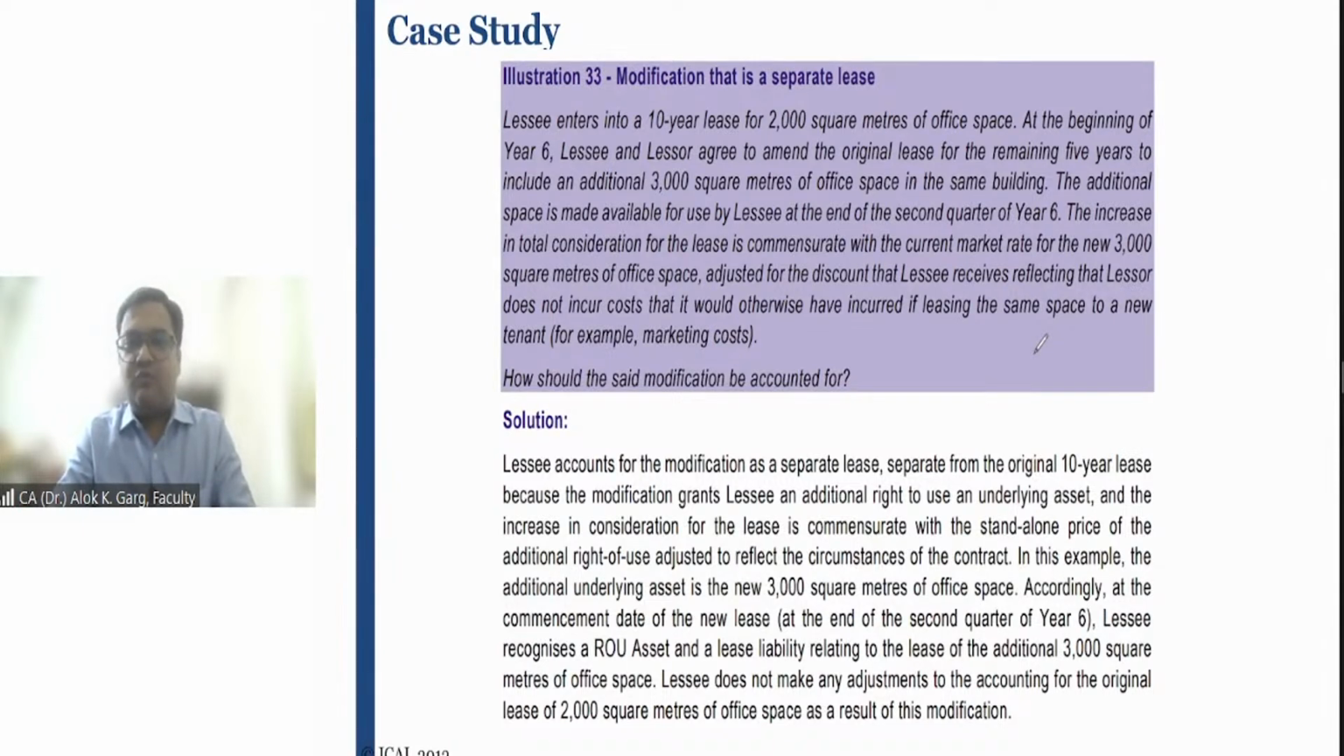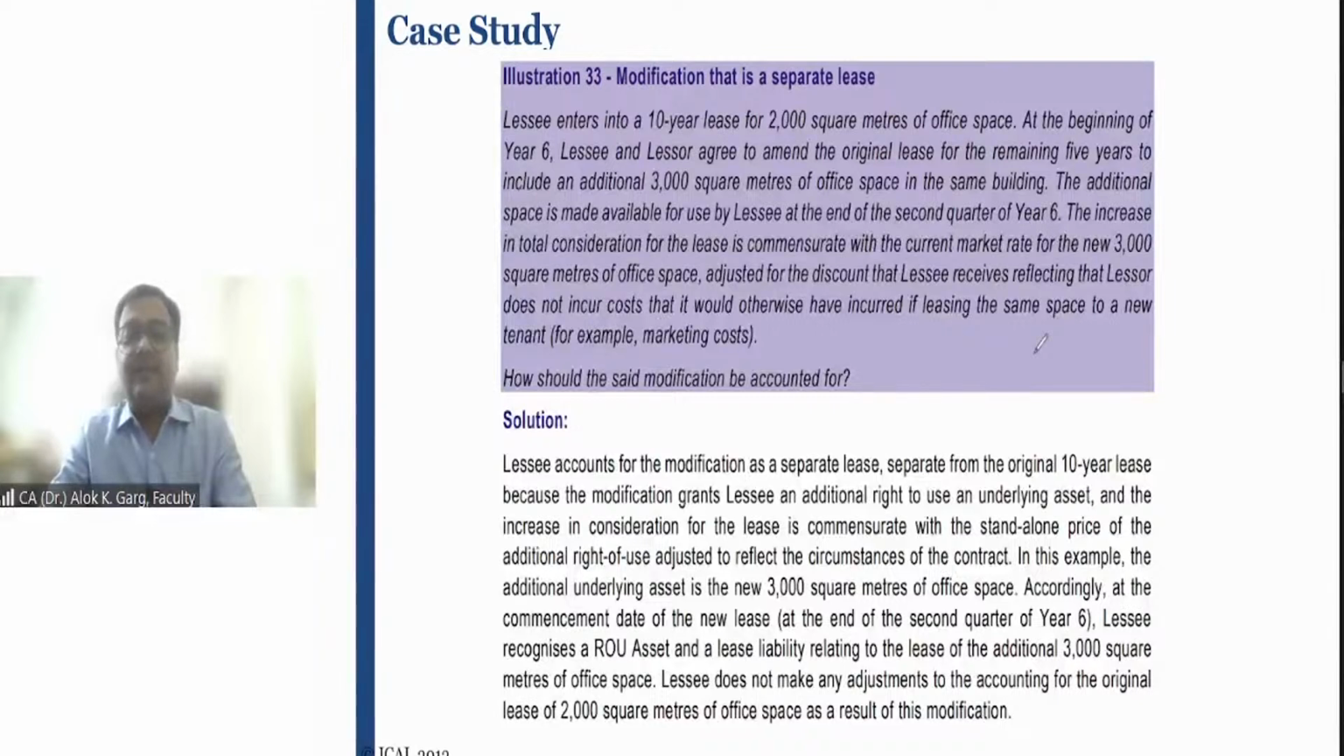Clear, friends? Sir, when there is only a change in consideration and no change in scope, no change in lease area, then how will it be accounted, right? So friends, I have told you two things. One, whenever there is an increase in scope, and this increase in scope is in line with the increase in the lease rental, then there is a separate contract. So whenever there is a lease modification, two things can happen. Either it will be a separate contract, or it will be an adjustment to the existing contract, right?